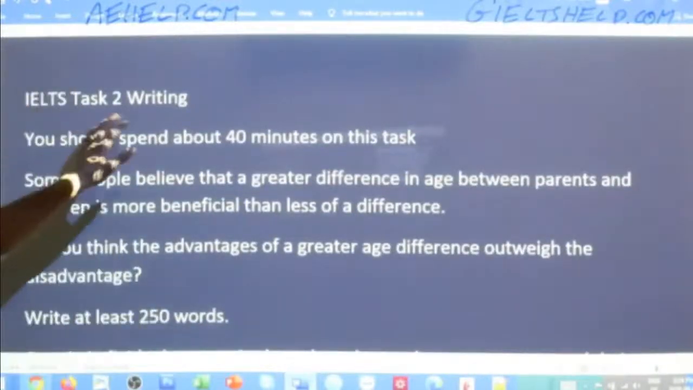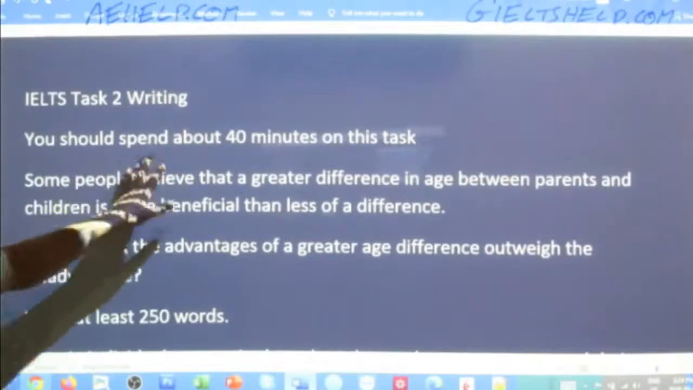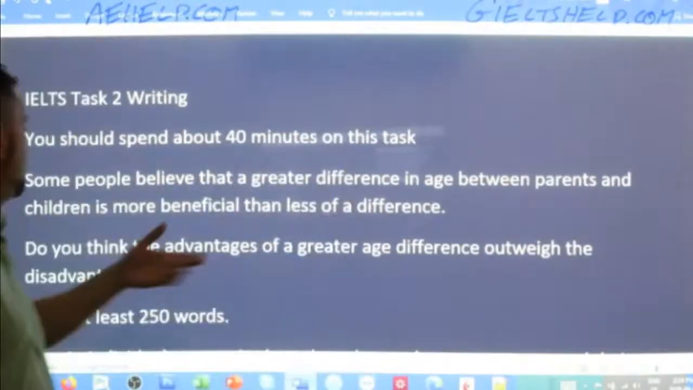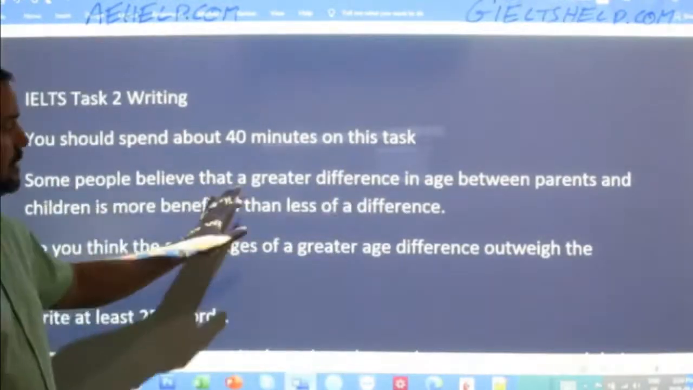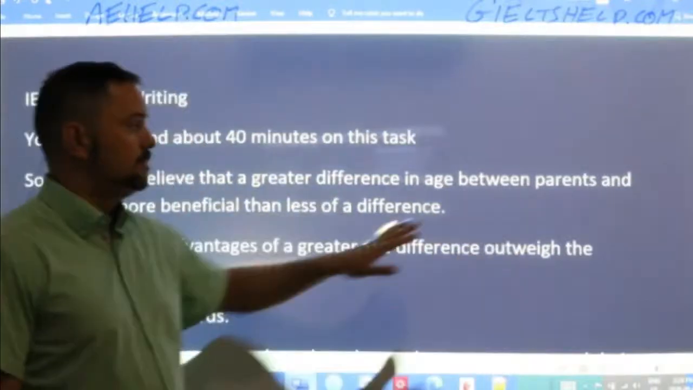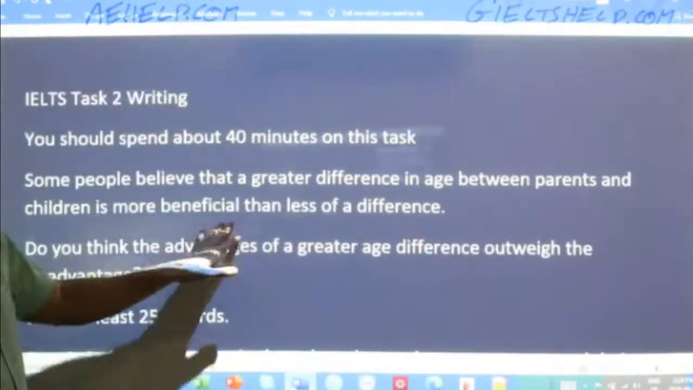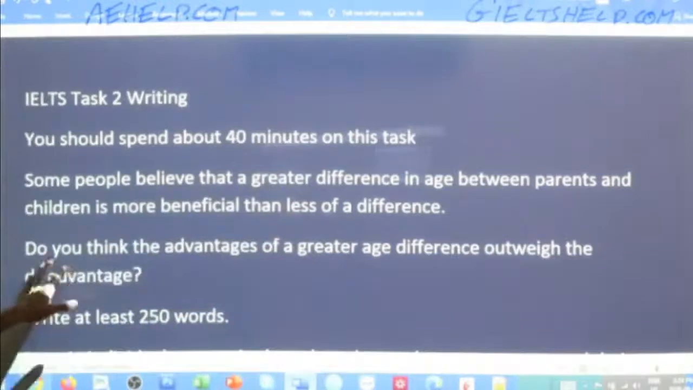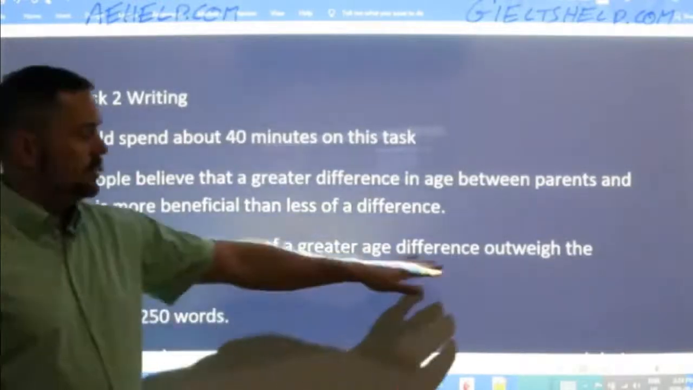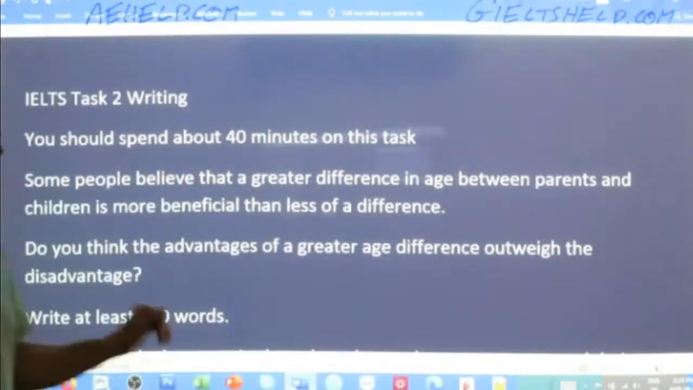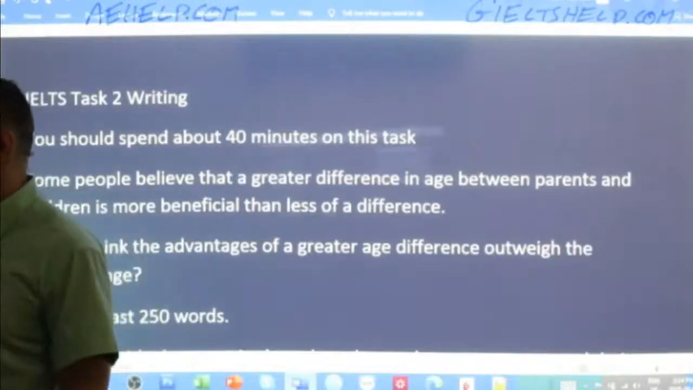So IELTS Task 2 writing, you should spend about 40 minutes on this task. Some people believe that a greater difference in age between parents and children is more beneficial than less of a difference. Do you think the advantages of a greater age difference outweigh the disadvantage?